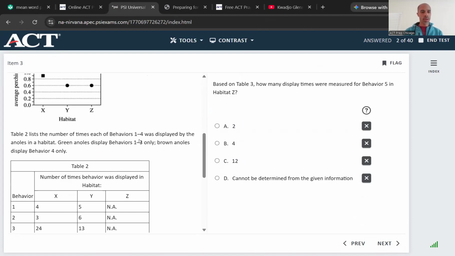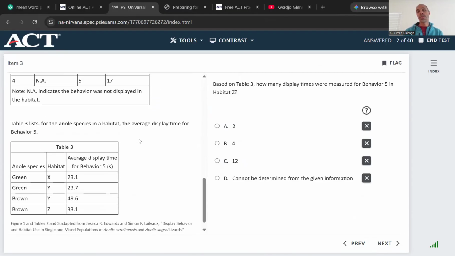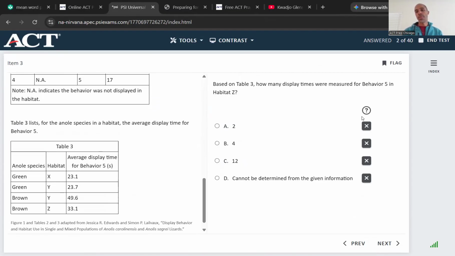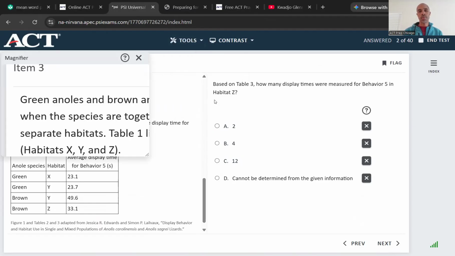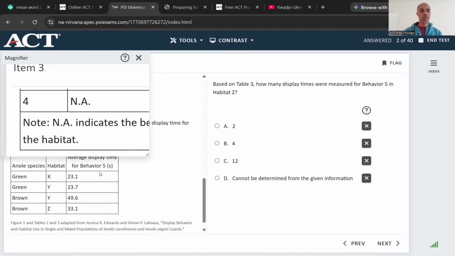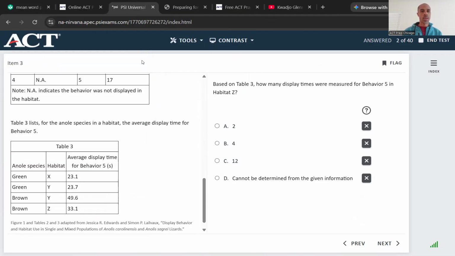Based on table three, let's take a look at table three. This is one good thing about doing it online, digital: you can actually use these tools. If you click on the answer eliminator, it will allow you to get rid of wrong answers. Let's take a look at some of these too. Oh, the magnifier. Do we move it around, or just put it where we want it? How does the magnifier work? I don't know how it works.